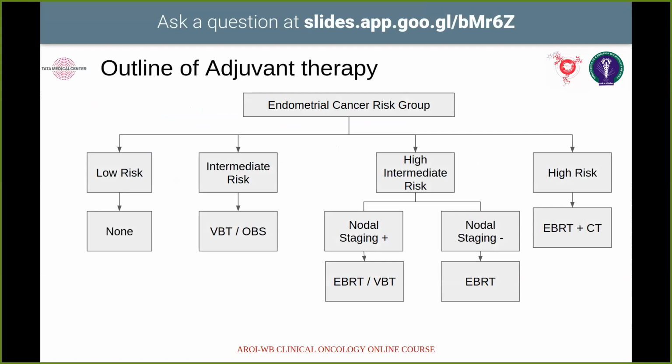And why is this important? Because the risk grouping helps you determine how you should tailor your adjuvant therapy. For a low-risk patient, the usual therapy is observation. I will deal with what exactly you mean by observation shortly, but for now, just keep this in mind. Intermediate risk patients can be offered vaginal brachytherapy. High intermediate risk group patients who have undergone nodal staging can be offered VBT or external beam radiotherapy. And when they have not undergone nodal staging, the usual policy is to offer them external beam radiotherapy. A high-risk patient, on the other hand, is usually treated with external beam radiotherapy along with chemotherapy.